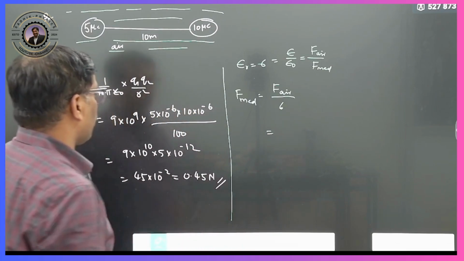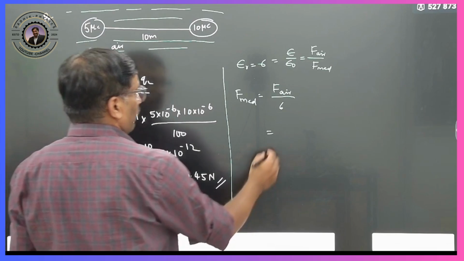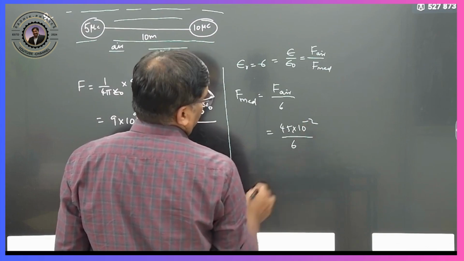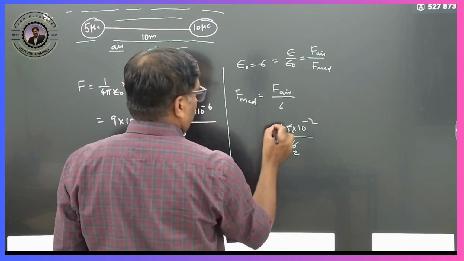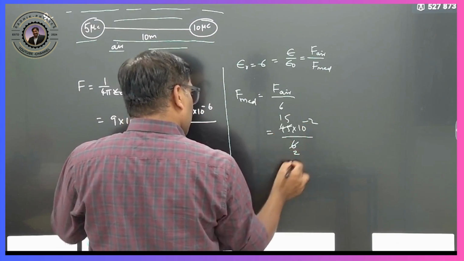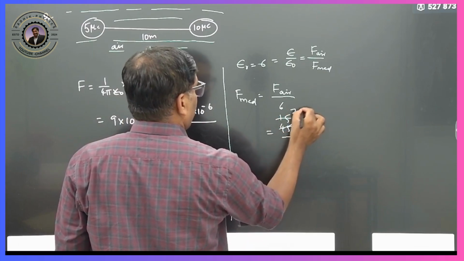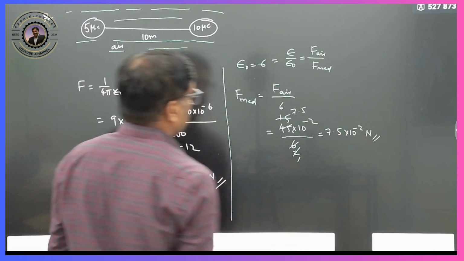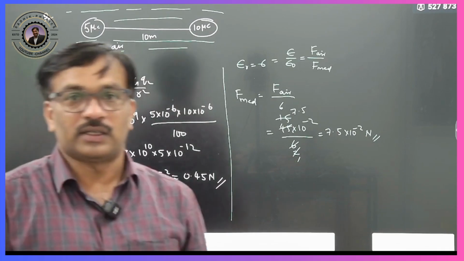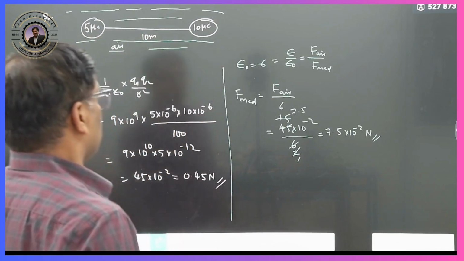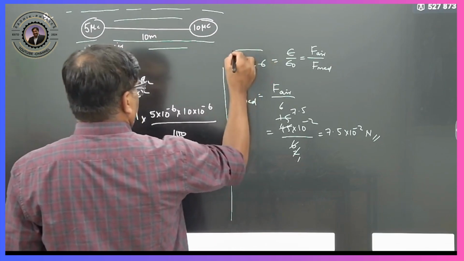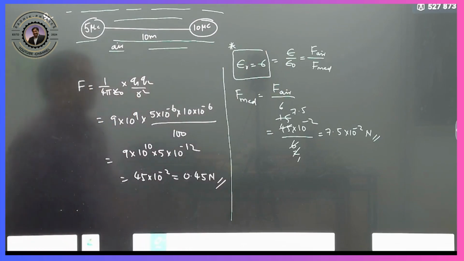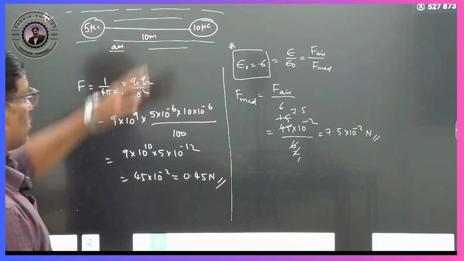Clear? So the force in the air is how much? You got it as 0.45, or 45 into 10 to the power minus 2, divided by 6. So that is 7.5 into 10 to the power minus 2 newton. This is the force if they are kept in a medium whose relative permittivity is 6. Clear? Like that you can calculate the force between them.